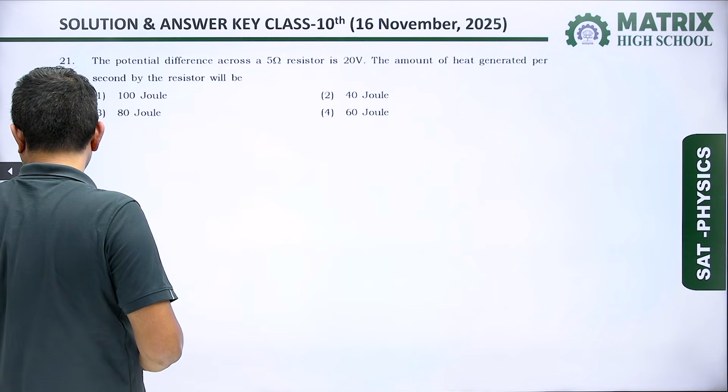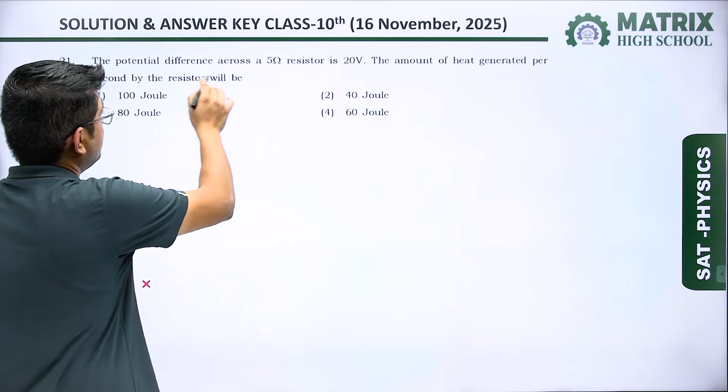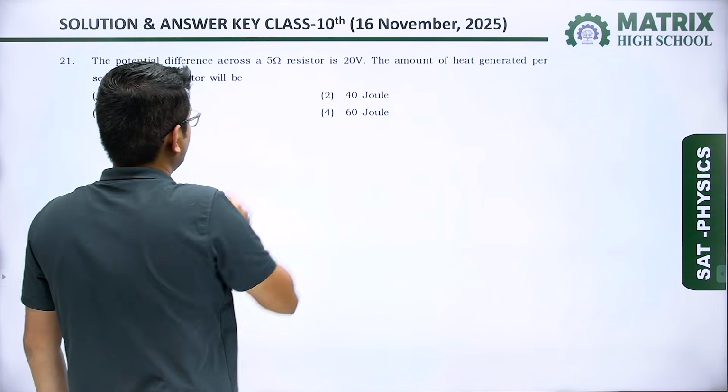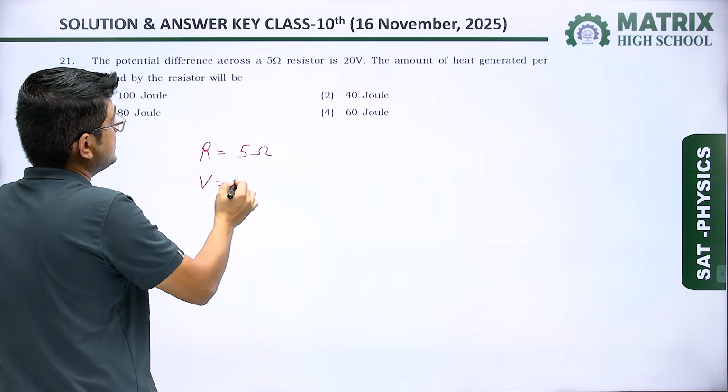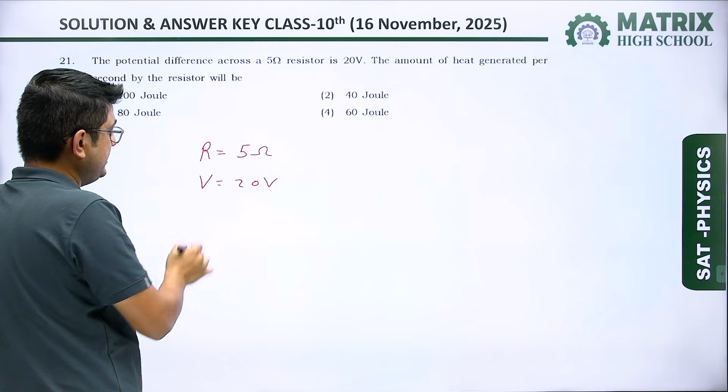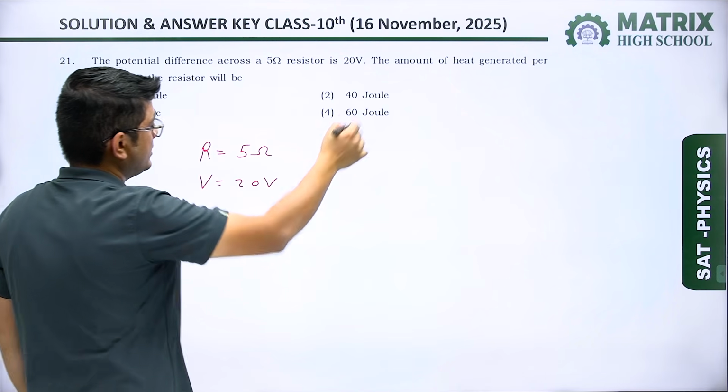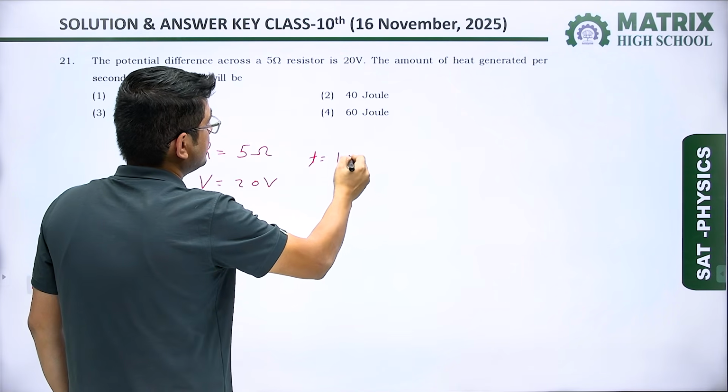Next question number 21. The potential difference across a 5 ohm resistor is 20 volt. That means the value of R is given 5 ohm and the potential difference is given 20 volt. The amount of heat generated per second. That means t is given 1 second.